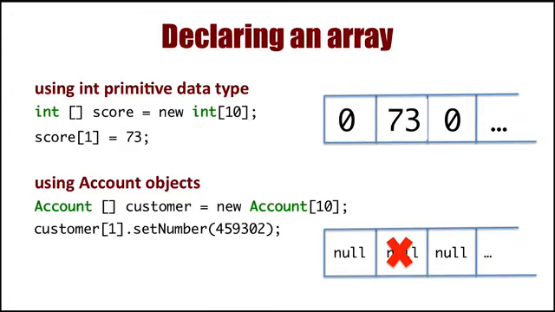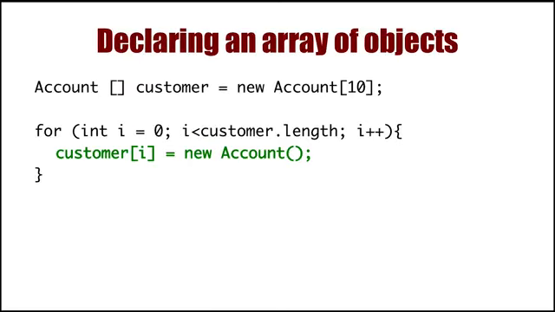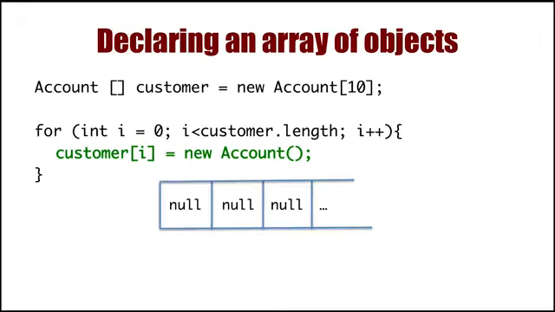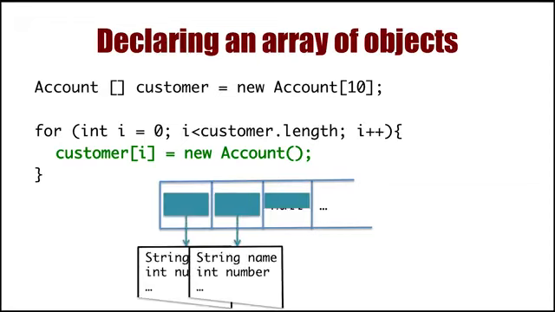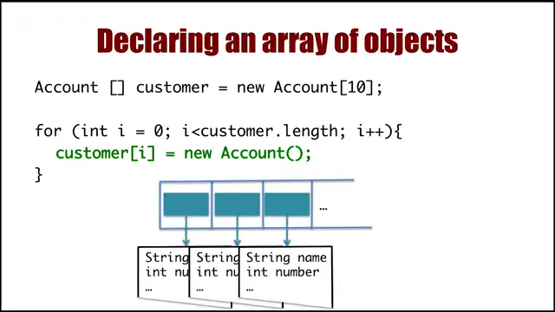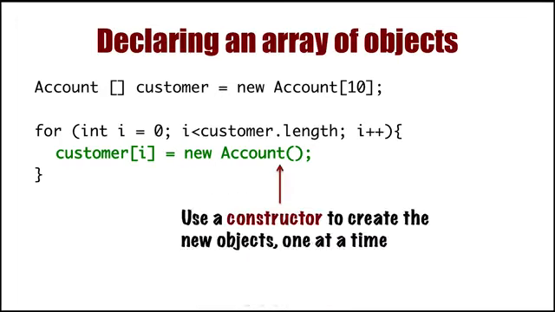Creating an array of objects is a two-phase process. The first line will create the array of references. Then we often use a for loop to create the objects where the field data will be stored. Then the data itself can be referenced. We just need to use constructors to create the objects to be referenced.